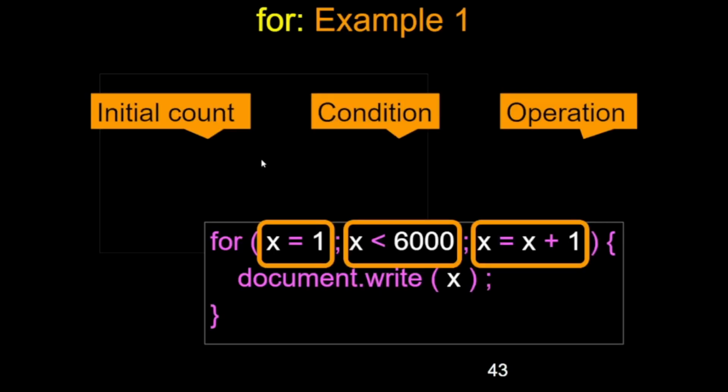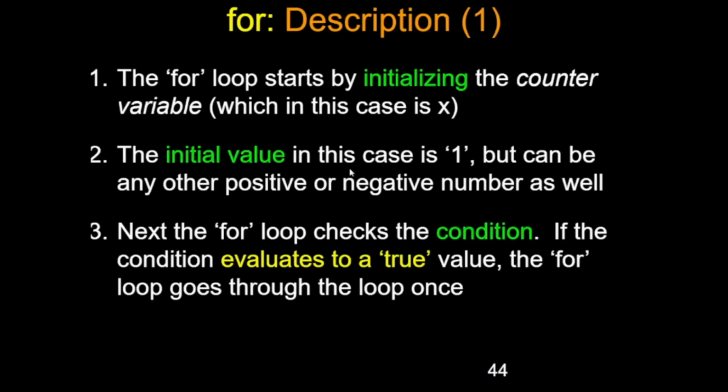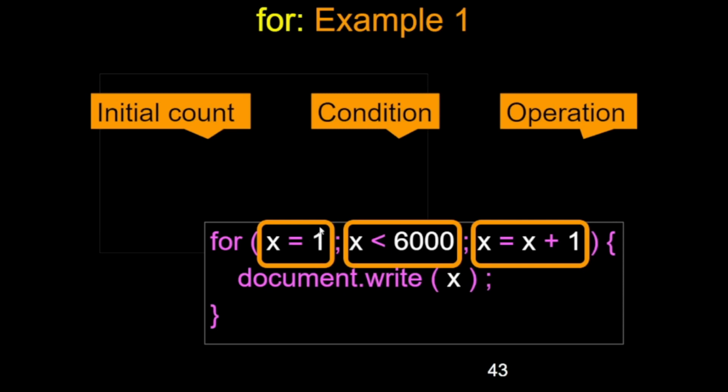Second, the initial value in this case is 1, but it can be any other positive or negative number as well. This is very important to note. Here I have written 1, but you can write anything; it depends on your question, for how many times you have to run the loop and from which point you have to start. Since I'm telling the for loop to start from 1 and execute until 6,000, I have started with x equals 1 and x less than 6,000.